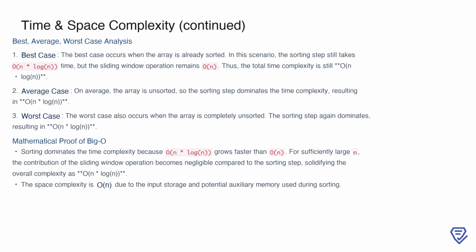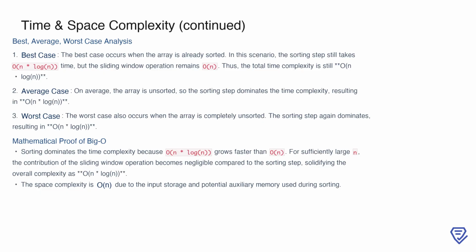Finally, let's consider the best, average, and worst case scenarios for this solution. In the best case, the input array is already sorted. Even so, the sorting step still takes O(n log n), and the sliding window operation adds O(n). This results in an overall time complexity of O(n log n). In the average case, where the array is unsorted, the sorting step dominates as O(n log n), and the sliding window operation remains O(n). Once again, the total time complexity is O(n log n).